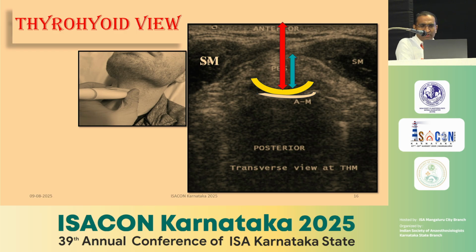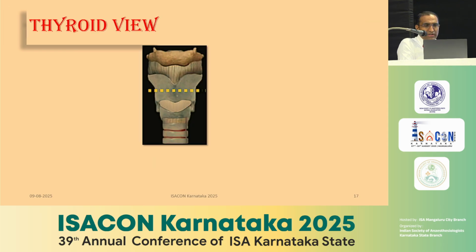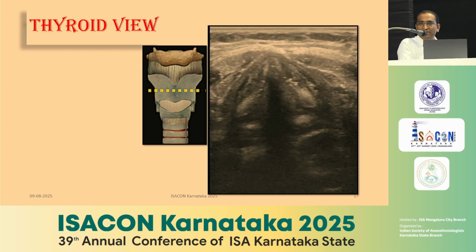There is also another way of looking at difficult laryngoscopy. Just measure the distance from the skin to the epiglottis, which also acts as a modality to identify difficult laryngoscopy and intubation. Coming to the next view, the thyroid view, when I place my transverse probe on the thyroid cartilage, the view is something like this.